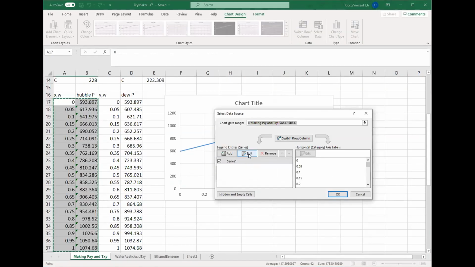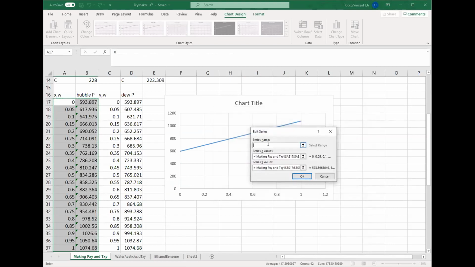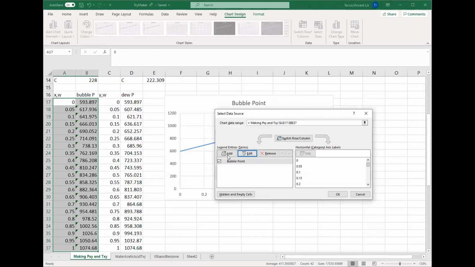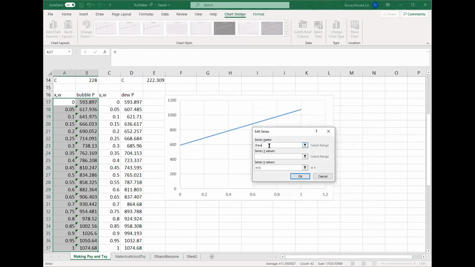So the first data series that I've plotted, I can give it a name if I want. I don't have to do this. But I can name it bubble point if I'd like. And I can add a data series, call it dew point. This will only show up if I have a legend, by the way. And for this, I'm not going to have a legend, or I don't need one.